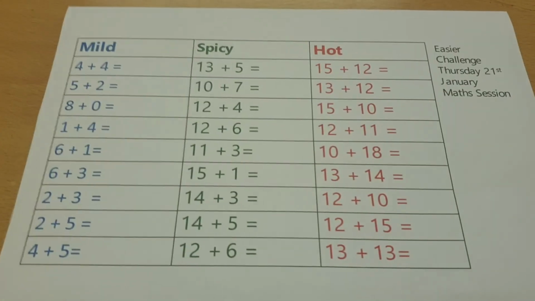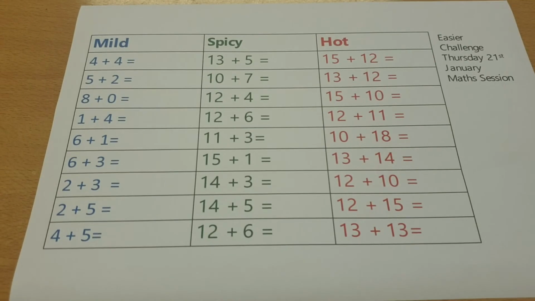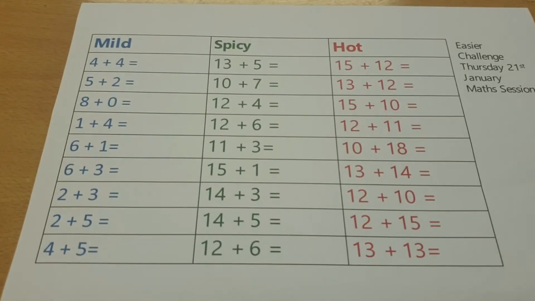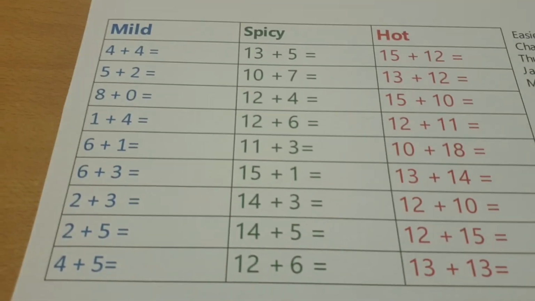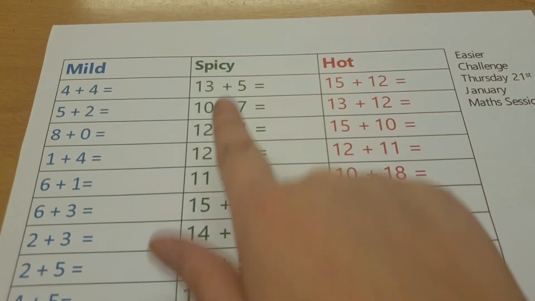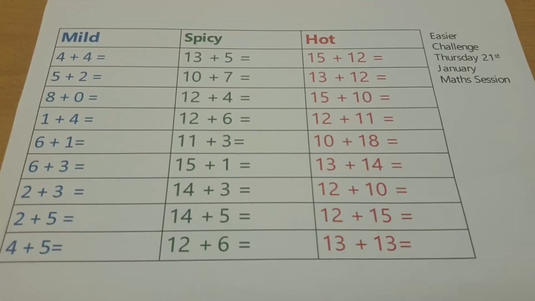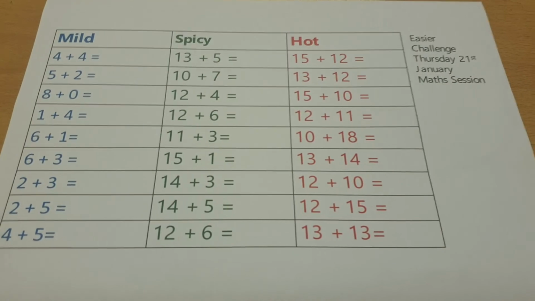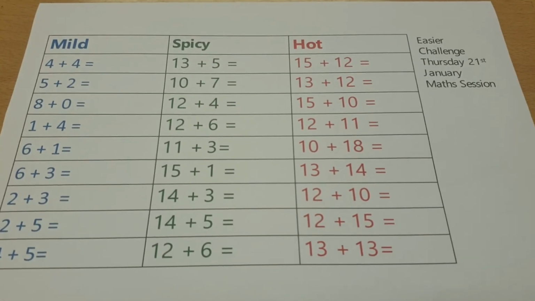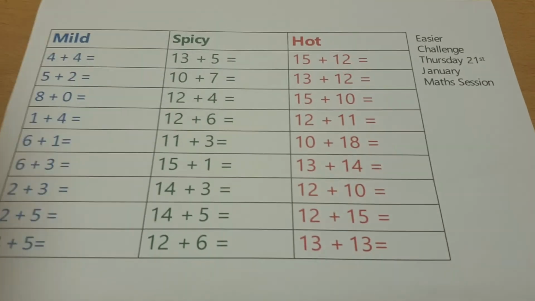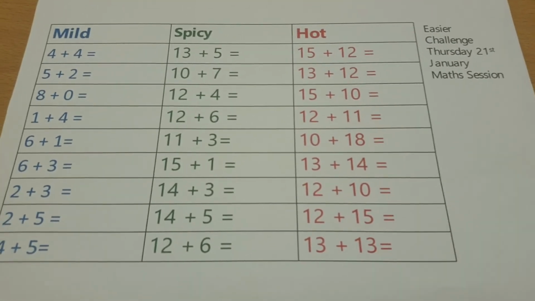Now, you have got an activity today where you are going to choose mild or spicy or hot, or you might choose to do mild and spicy or spicy and hot. And your job is going to be to write the sum out and then draw the tens and ones under it to help you solve it. So let's have a little one together. Miss McGrath feels that she's going to have a go at doing hot today.